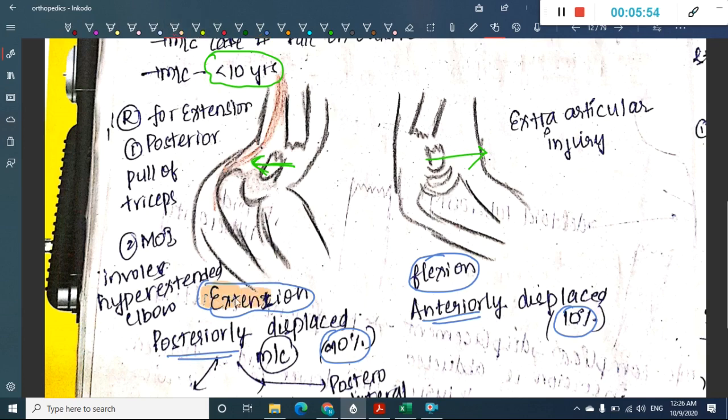Now the question is, why is there an extension type of supracondylar humerus fracture? One, because if you see, this is the triceps muscle.